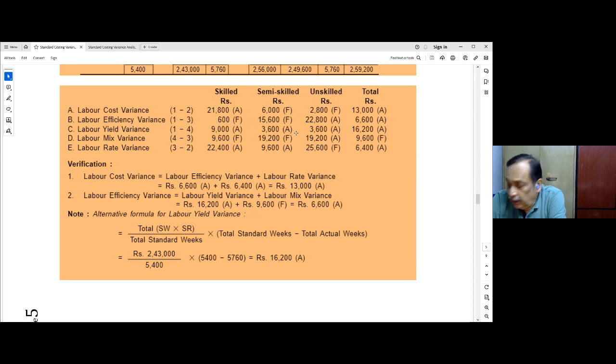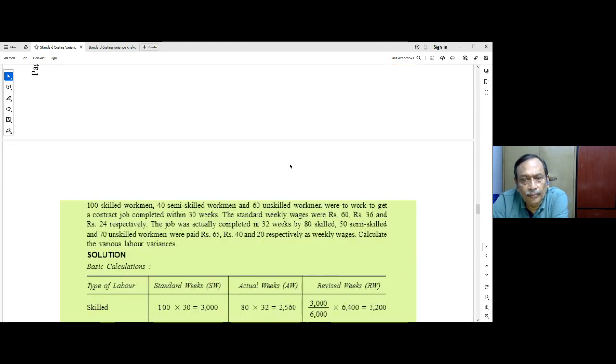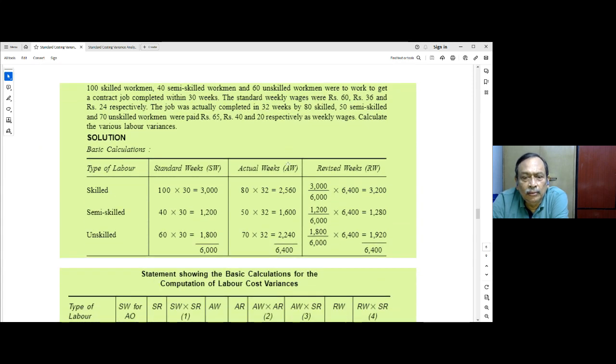Again, labor efficiency variance is equal to labor yield variance plus labor mix variance. Okay, so 16,200 adverse, 9,600 favorable. So labor efficiency comes to 6,600 adverse. Alternative is not required. Now we are coming to the next problem.